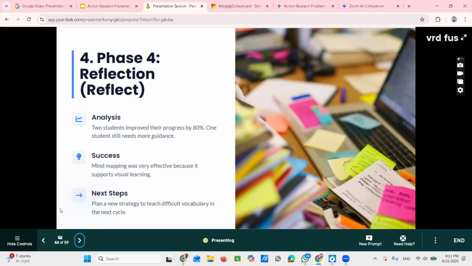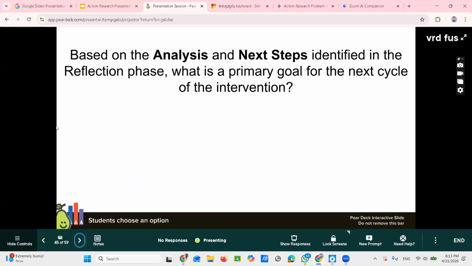That's the way we can follow the action research cycle. Do this question also. Do this one.